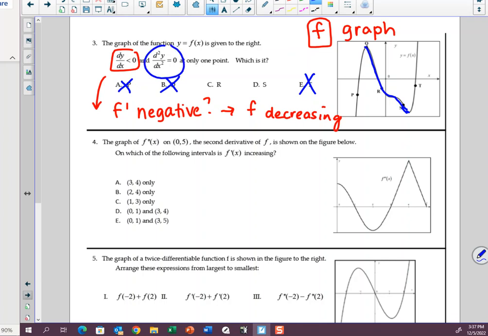The second part, that's an f double prime equal to 0. That's a possible point of inflection, a change in concavity. So if my only two options to consider are R or S, it looks like at R, we kind of go straight through, versus at S, there's a little curve here, and then a slightly different curve there. So I believe of those two answers, S makes the most sense.